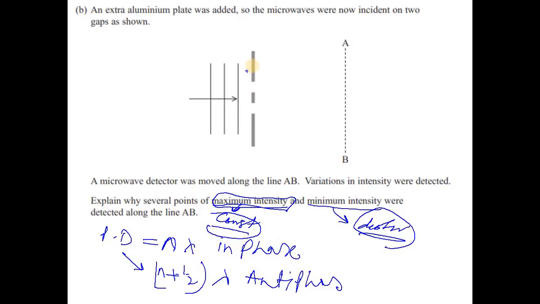So you can start your answer like, after passing through the gap, the waves diffract from the two slits, and after diffraction the two waves interfere, and these are the conditions for interference.